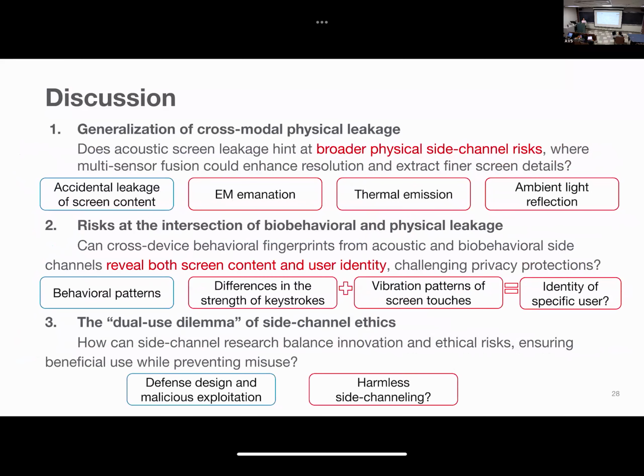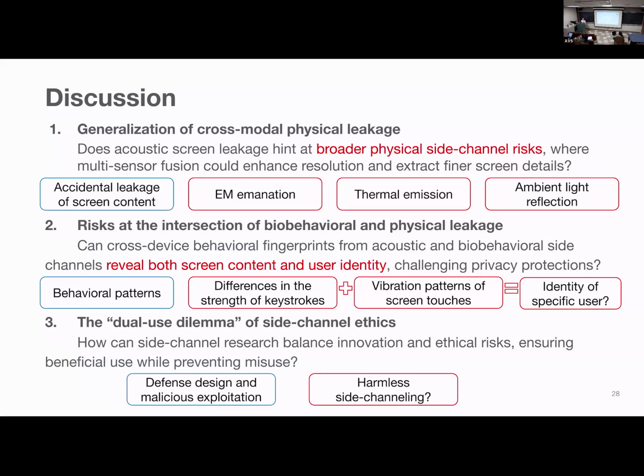So there are some discussion problems. The first one is, in this paper, we tested the accidental leakage of the screen content. So if we could get high resolution or dynamic scenarios, what if we combined it with electromagnetic emissions, thermal emissions, or ambient reflections?